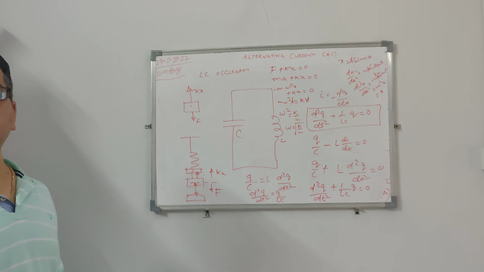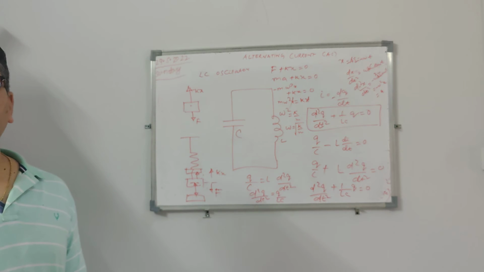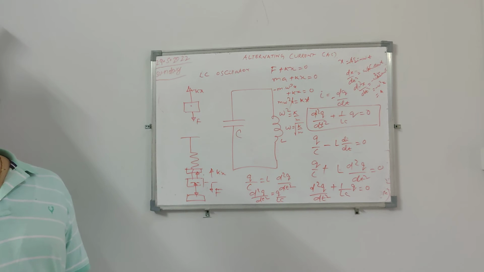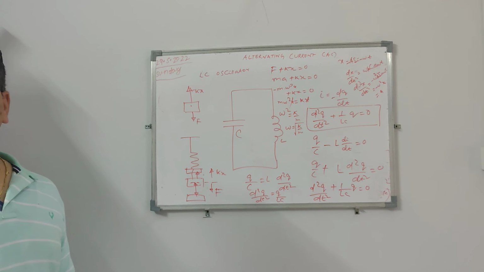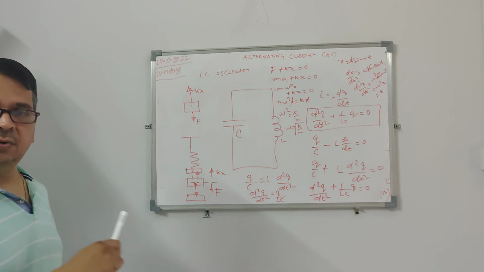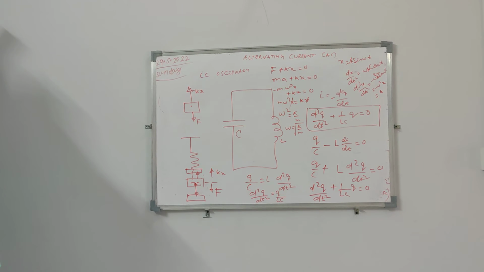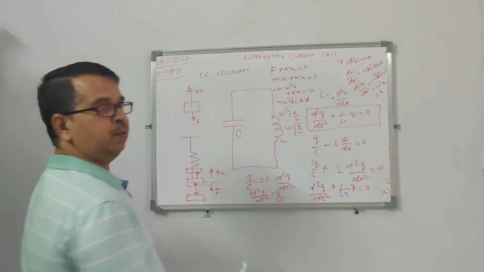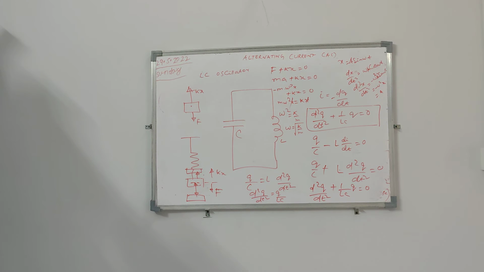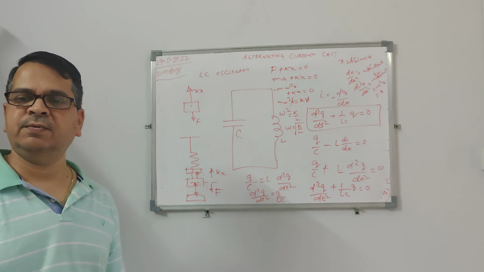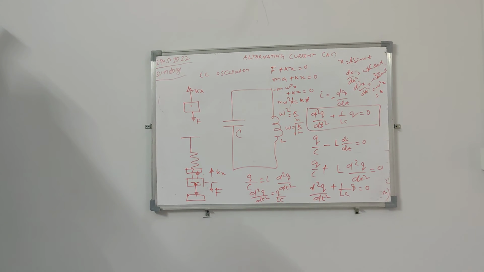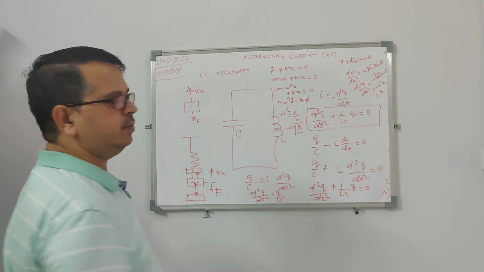This is the one people always get confused about, whether it is m by k or k by m. One should not get confused, because you can do the matching of units also. k is nothing but force per unit displacement. So from that also you can find out, but just remember angular frequency is the square root of k by m. So how I have derived, you have seen it here.